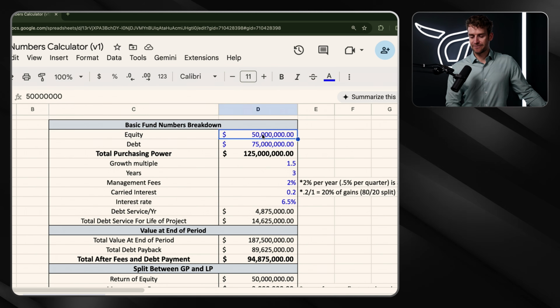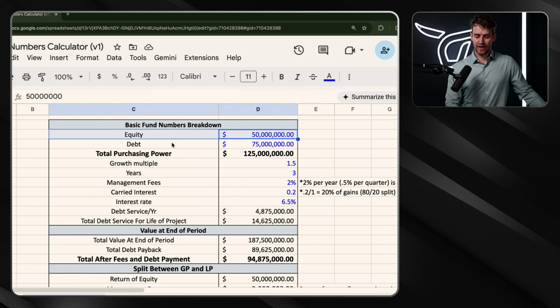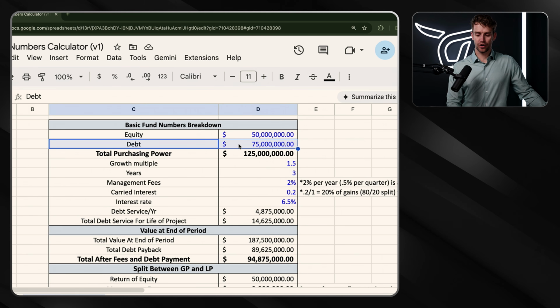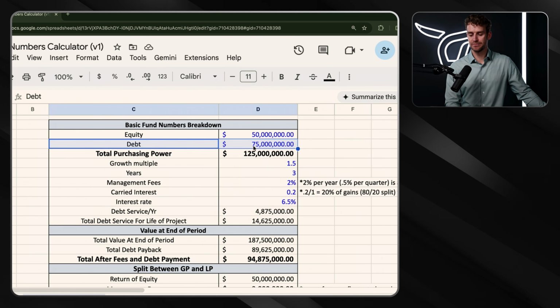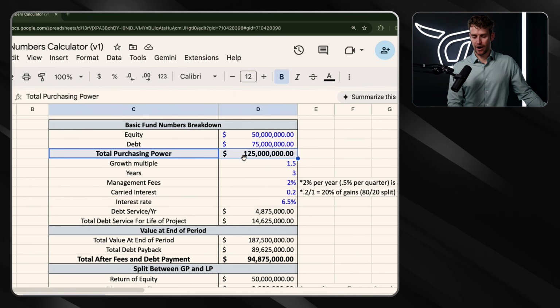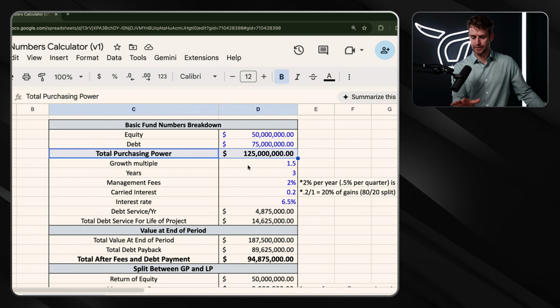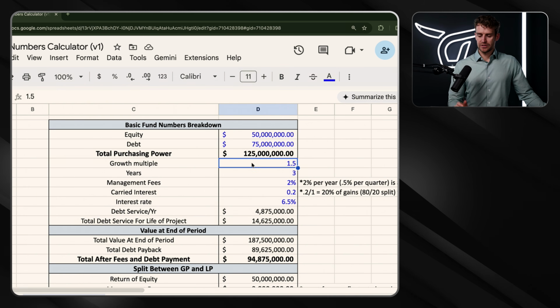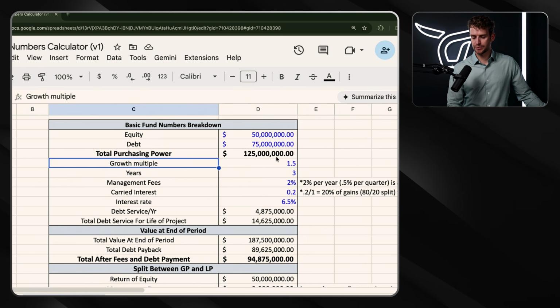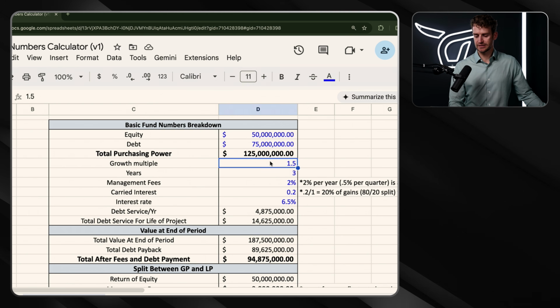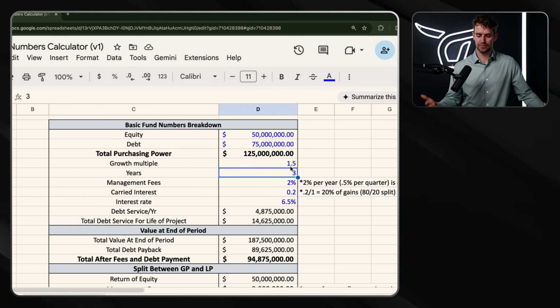So let's say we raised 50 million of equity in our fund. Well, that allows us to go borrow debt. Let's call it 75 million for a total purchasing power of $125 million because we're going to lever up. In this example, again, we can play with the numbers, but we'll do 125. So again, these things in blue here are just assumptions that we can change, but I'm gonna say our growth multiple is 1.5x over 3 years. We'll come back and play with this in a second because I wanna show you how it plays out, but let's just plan that.